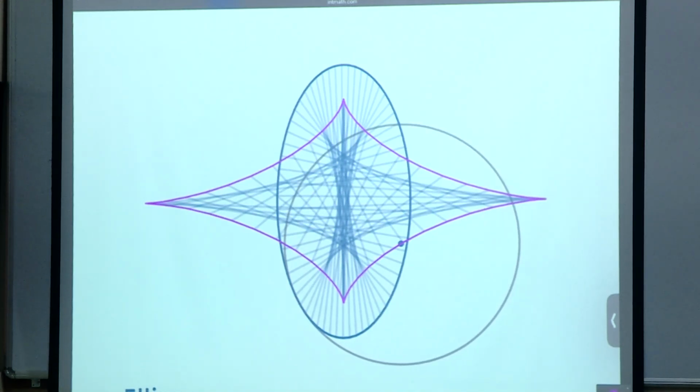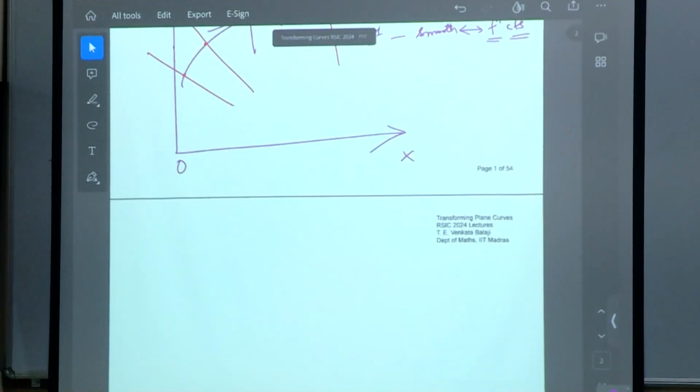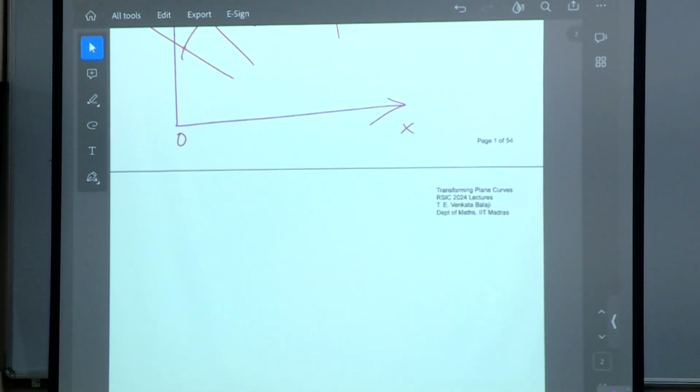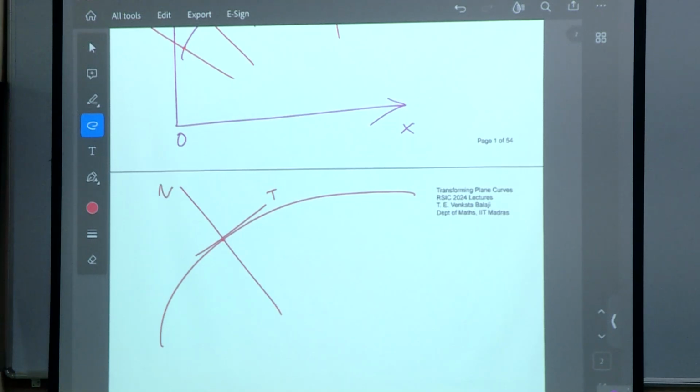So what we are doing is, you have a curve like this. Suppose I take a point. At that point, of course, I have the tangent. Then at that point I have the normal, and these are at 90 degrees. Then you start drawing circles touching the curve at that point. So when do you say two curves touch at a point? If they have the same tangent.